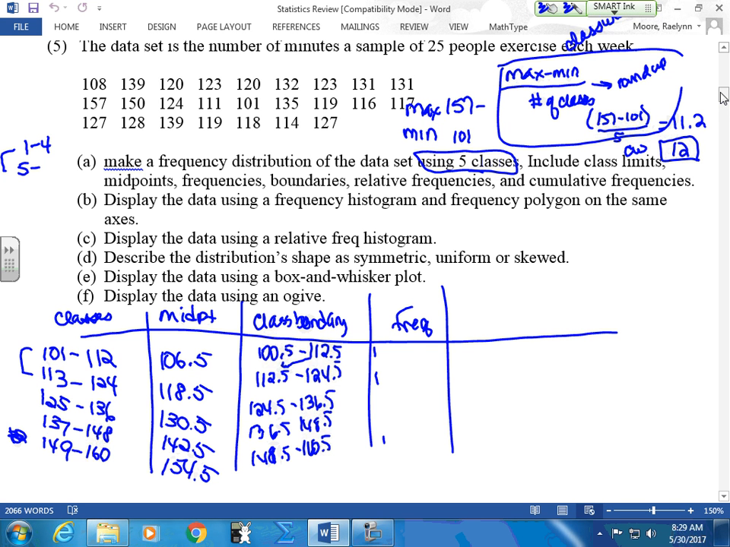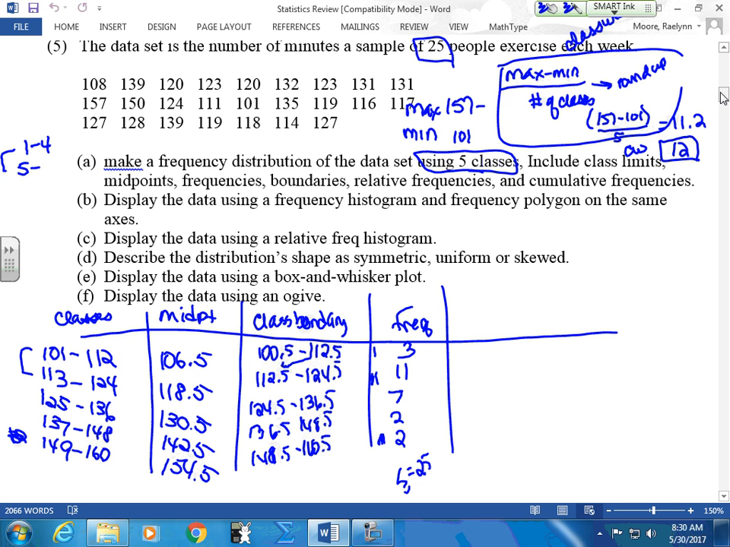25. So there were 3 of these. I added them for you. 11 of these, 7, and 2 and 2. That's not a 12. That was a tick mark. It should add up to 25 because we had 25 pieces of data here. If they didn't add up to 25, something's wrong.